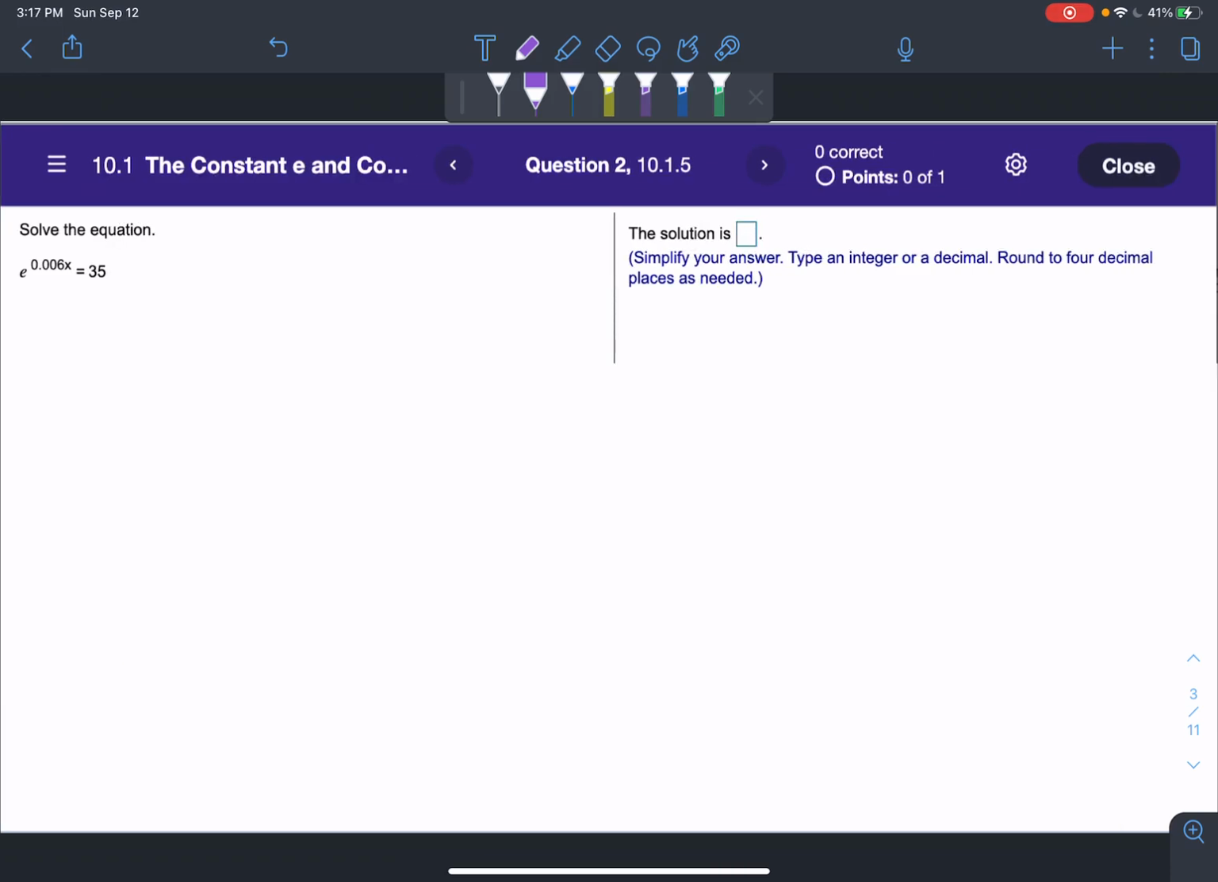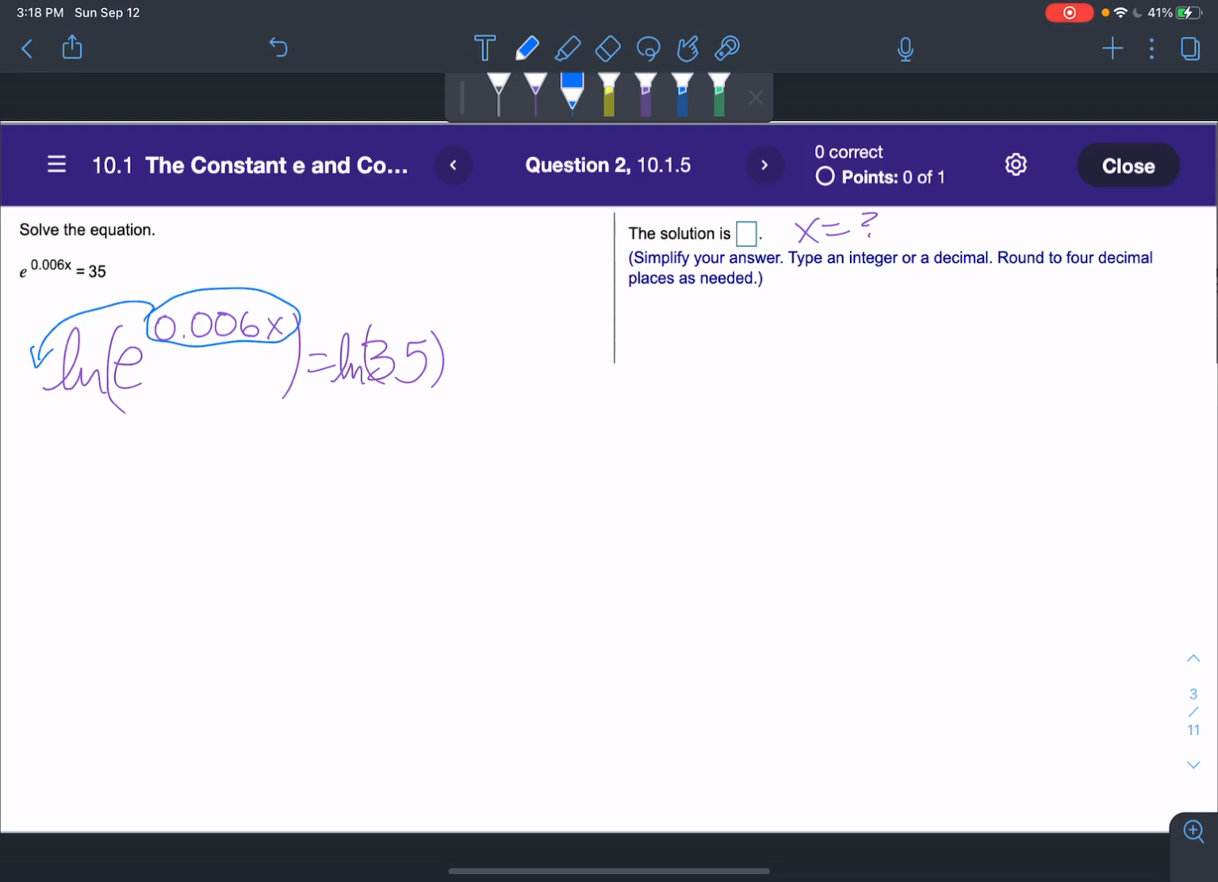Okay, so here we want to solve for what x is. It doesn't exactly say it, but we want to know x is equal to what? So I have e to the 0.006x is equal to 35. Now, we can use properties of logarithms to undo this e, and whatever I do to the left side, I have to do to the right side. So if I take the natural log of both sides, we have a property of logarithms where we can take this power and bring it in front.